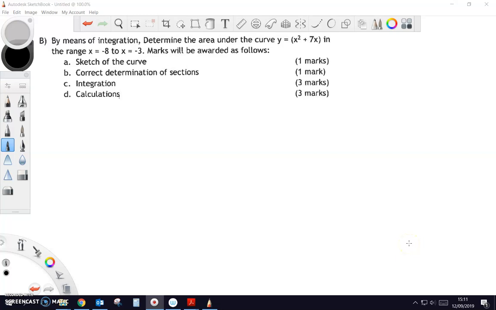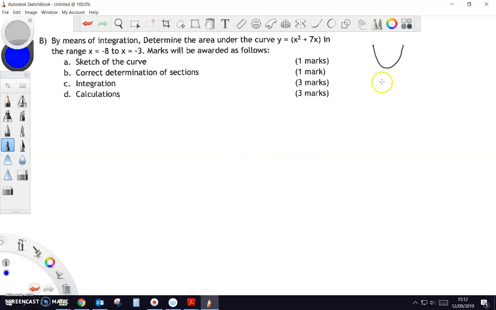Right, by means of integration we want to get the area of this curve over here. Y equals x squared plus 7x. And because there's a positive coefficient in front of the x squared, it's going to be like a happy face, like this. If it was minus x squared, it would be a sad face, okay, but we know it's this type of shape.